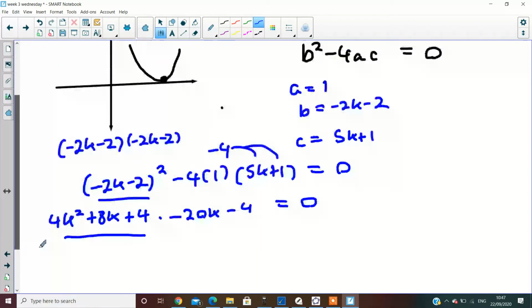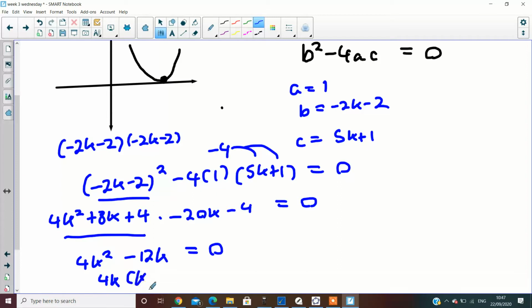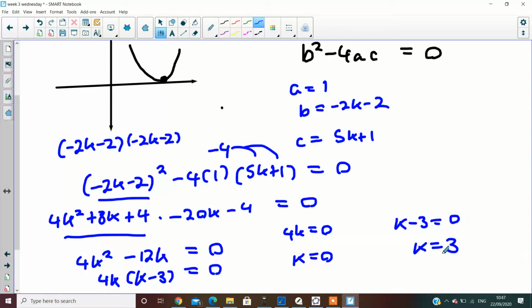Now what? 4k squared minus 12k equals 0. Now what? Now what, guys? 4k into k minus 3 equals 0. What does that mean? 4k equals 0 implies that k equals 0, k minus 3 equals 0 implies k equals 3. You're done. Alright.